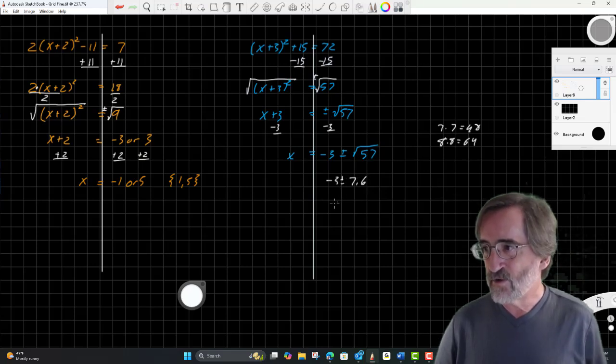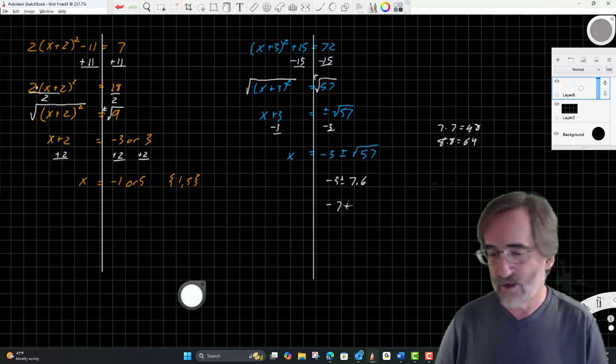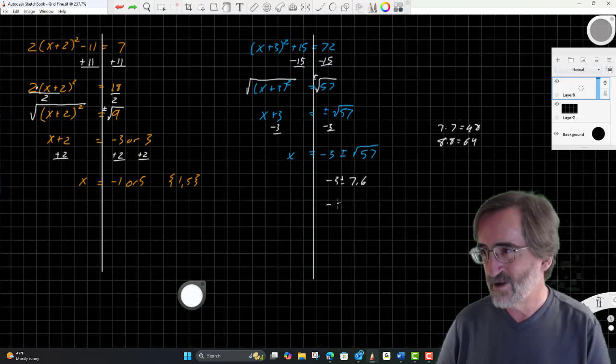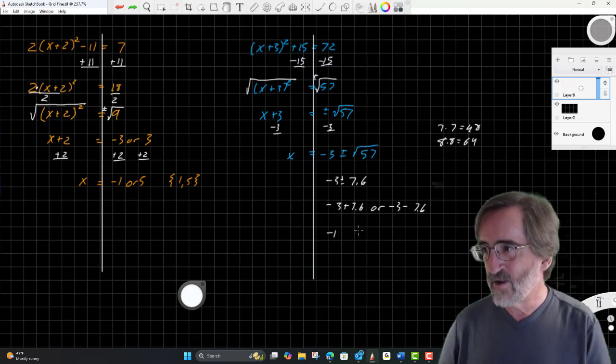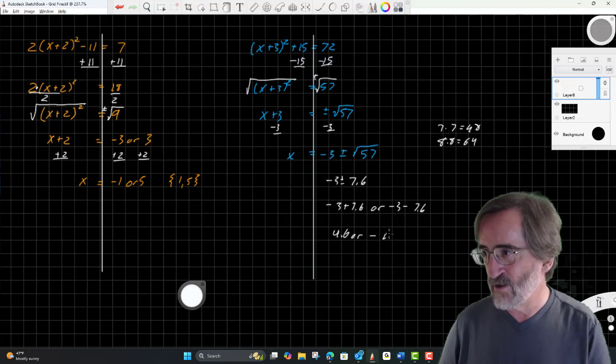So negative 3 plus 7.6, or negative 3 minus 7.6. Negative 3 plus 7.6 is 4.6, or negative 10.6. And we'd say x is approximately.